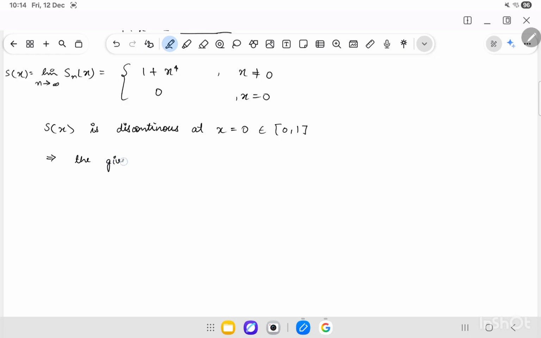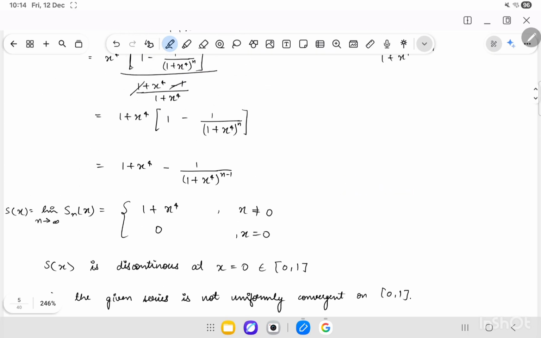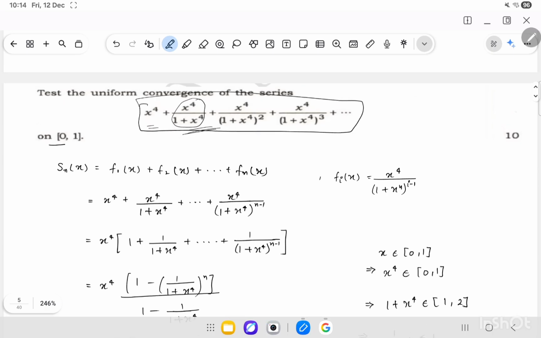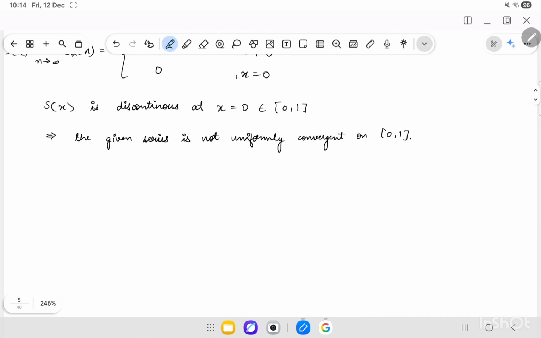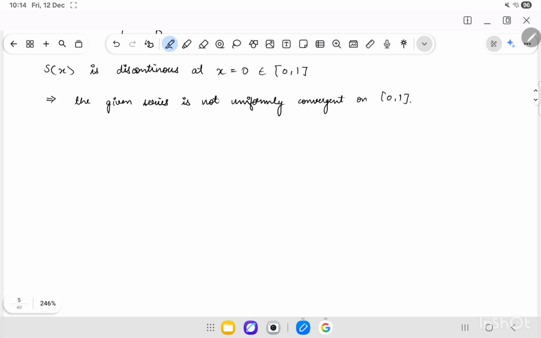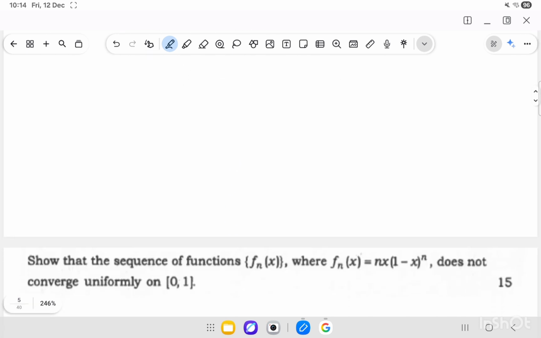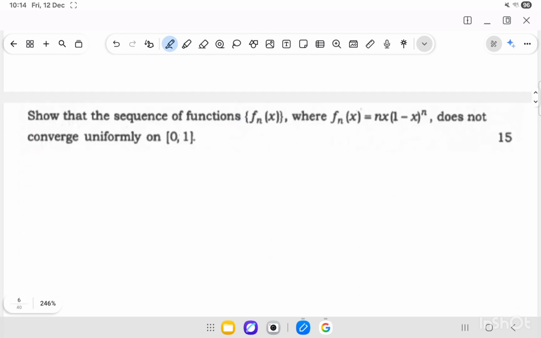The given series is not uniformly convergent on the closed interval 0 comma 1. So that's what we were supposed to check. We are basically supposed to test its uniform convergence, and it's not uniformly convergent on the closed interval 0 comma 1. Let's move on to discuss the next question.